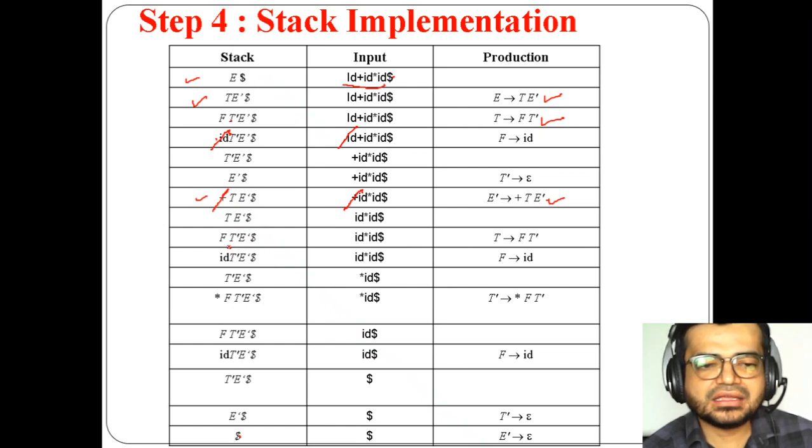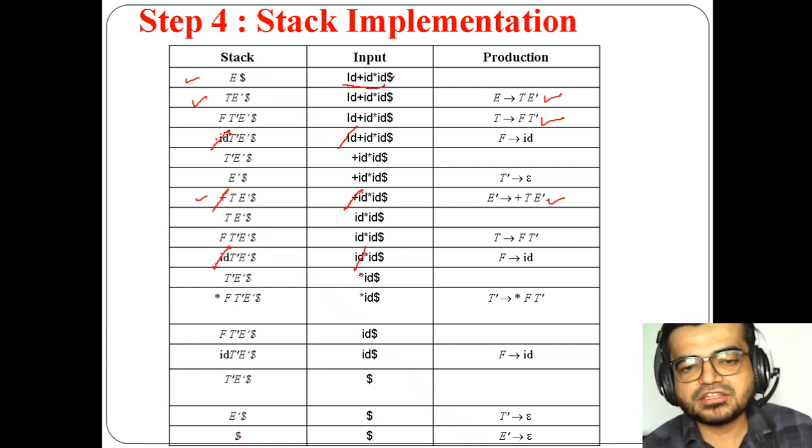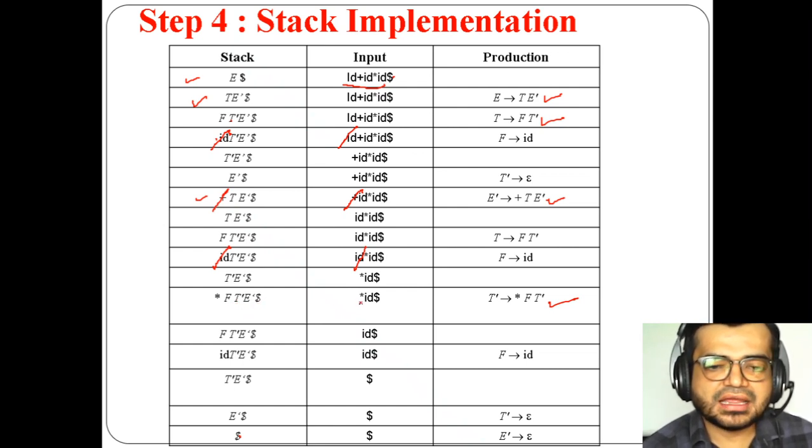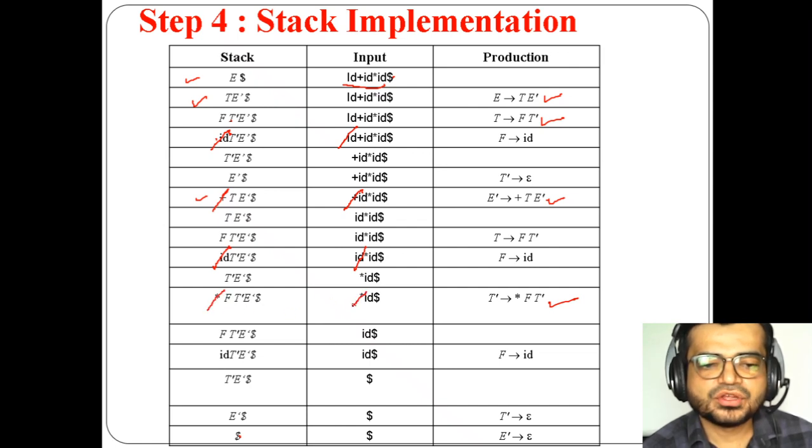So now this id and this id can get cancelled because these are the same and they are in the first position, so you can cancel them. What remained now is T' E' dollar and star id dollar. Now for the next thing, T'. For T', which production are you taking? Star FT'. So instead of T' I am writing star FT' E' dollar and star id dollar. So again star and star can cancel. So what is remained now? FT' E' dollar and id dollar.